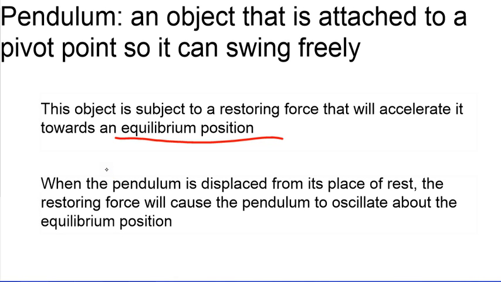Now, when the pendulum is displaced or moved from this place of rest, the restoring force will cause the pendulum to oscillate about the equilibrium position. If you think of any pendulum that you've used or made before in the past, when you would bring it up a certain distance and let it go, it would move back and forth, back and forth. And the reason for this is because as it moves away from its equilibrium position, there's going to be a restoring force going back towards the equilibrium position, which keeps changing as it moves from side to side.